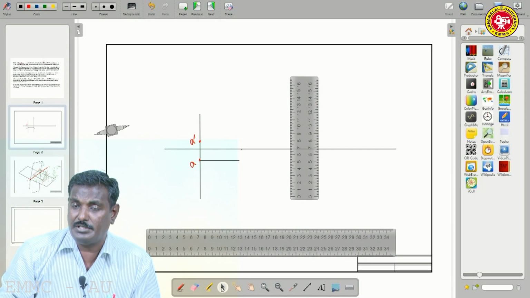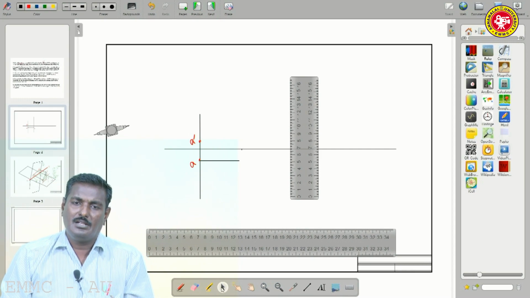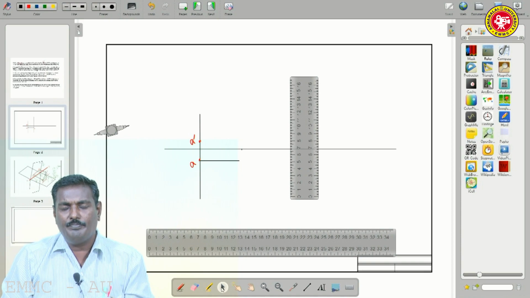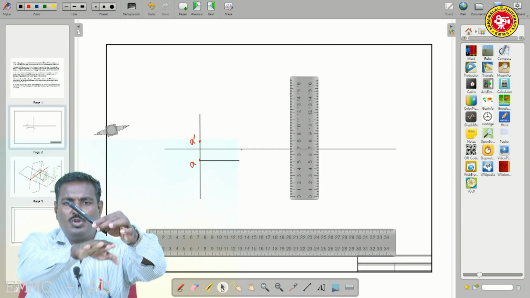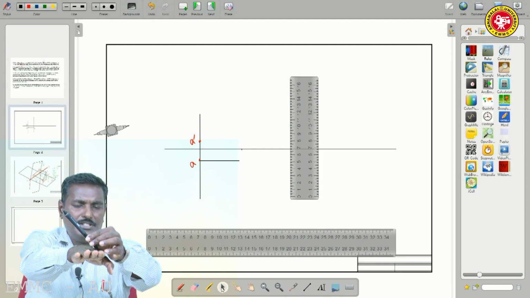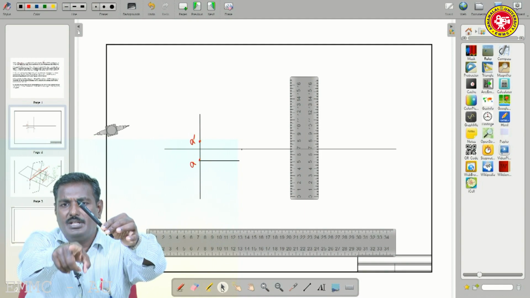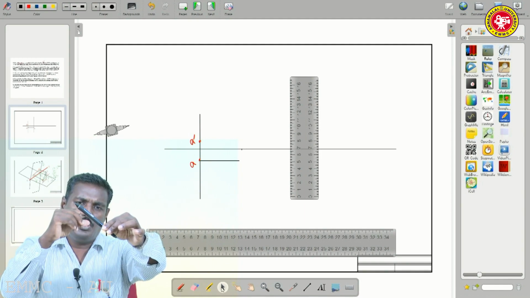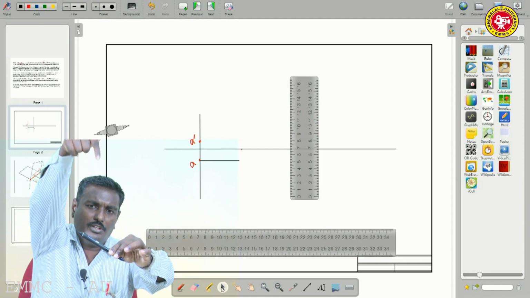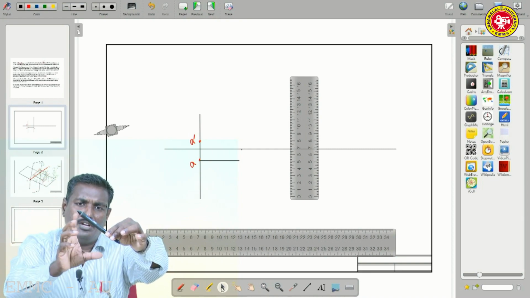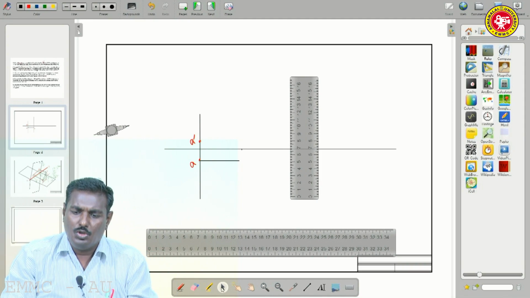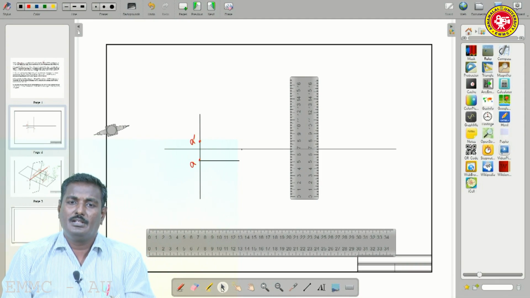That is why we do it this way: we set it parallel, but the true length is observed from the top. Try to imagine you place the object in front of you, inclined to the horizontal plane. This is the horizontal plane. Here it is inclined. But what about the true length? It is observed from the front view. So by looking from the front only, we are able to observe the true length. So from A dash only, you have to draw a 60 mm length.